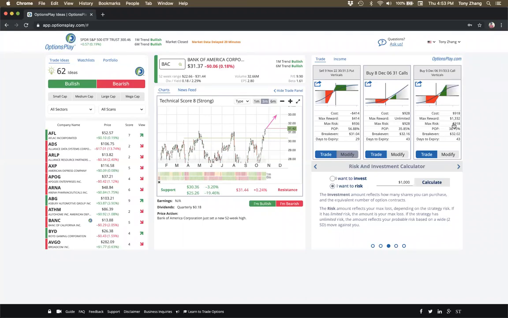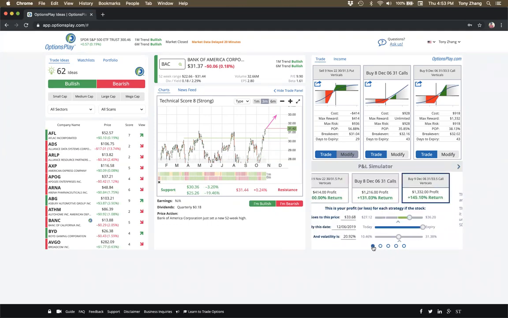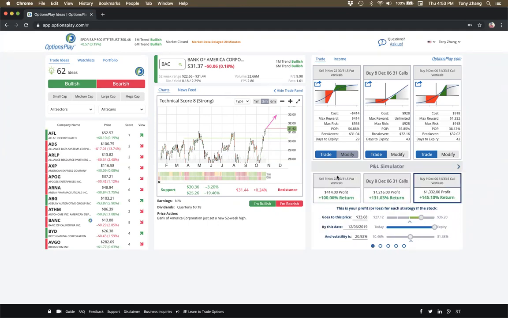So both of these, as you can see, have max risk of 918 and max risk of 936, almost the same amount of risk. One, I can only make $414. The other one, I'm making $1,332. But it's very different from each other. So, as I said, I think the stock's going to make a big move. If it does make that big move, let's say it moves up to $33, as you can see here, if I sold the credit spread, I make a $414 profit, versus if I bought the debit spread, I make an $882 profit.